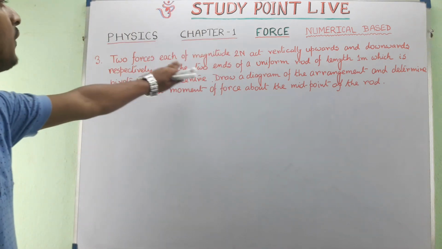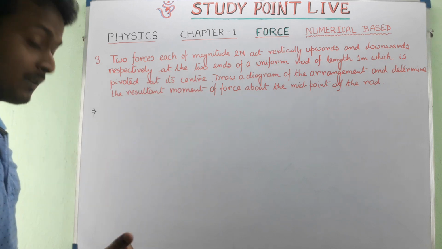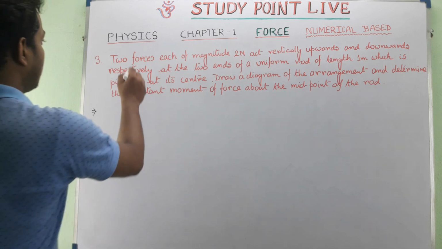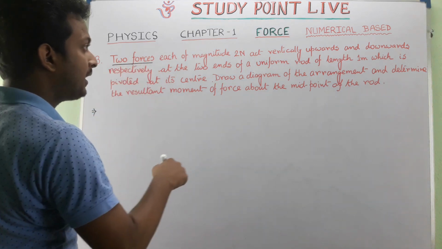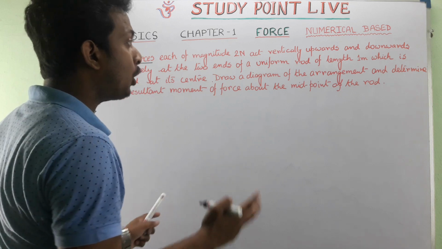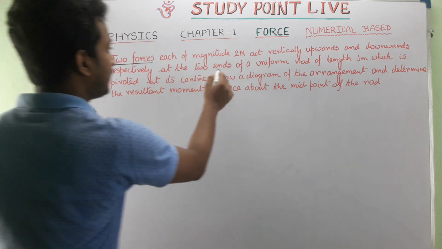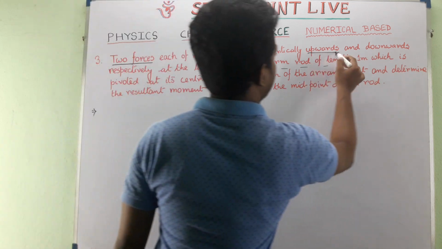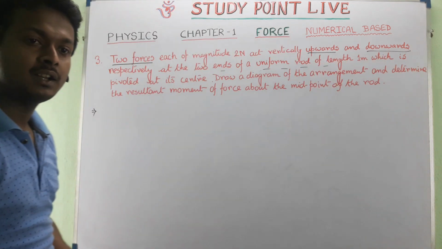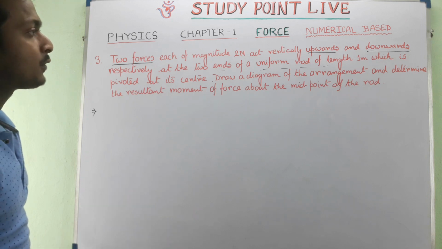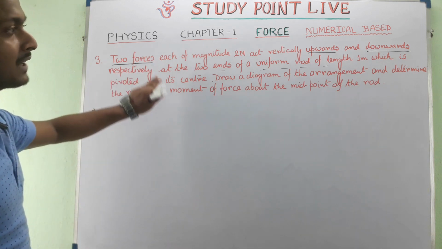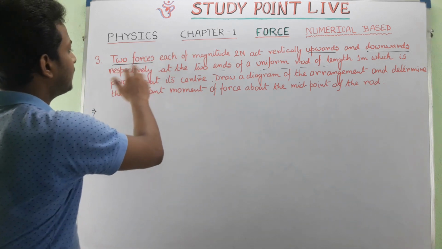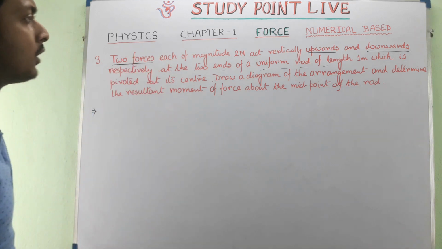See, 2 forces of each. As there are 2 forces, it denotes that it is already a couple. But there is a condition that they should be opposite to each other. See, respectively at the 2 ends of the uniform rod, upward and downward. So it is opposite to each other. So we can say that this kind of problem is basically based on couple. Now, let's have a look at the question first.